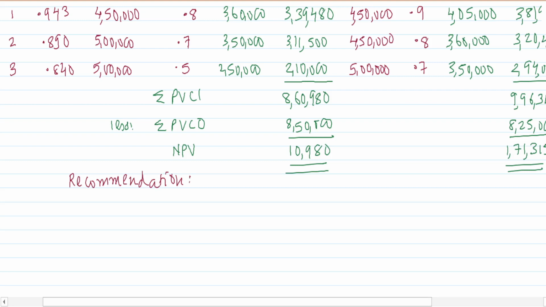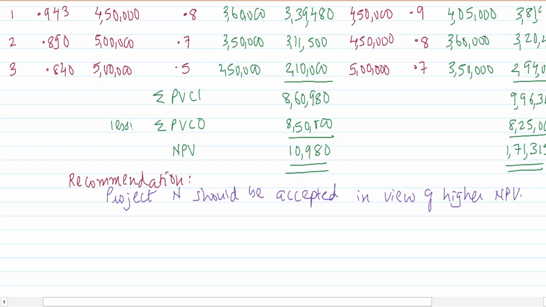Recommendation. They are saying analyze which project is acceptable. We say project N should be accepted in view of higher NPV. Simple. Wherever the NPV is higher, that is the project that is selected by us.